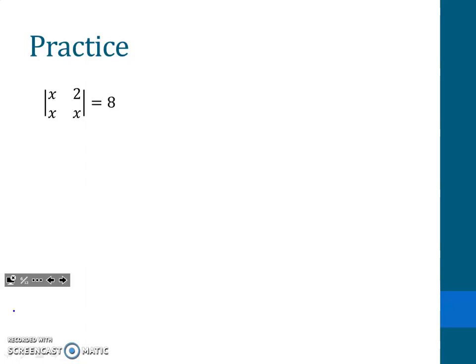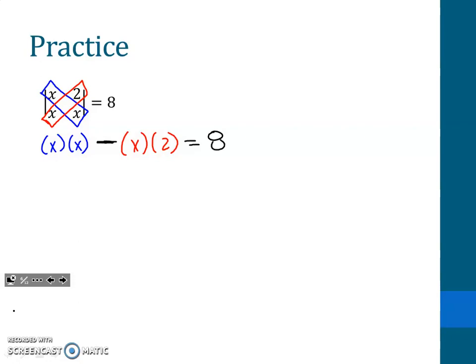Okay, I'm going to go ahead and explain it. We're going to start with our main diagonal, and I'm going to take x times x, minus, it's always a minus, x times 2. And then remember, this determinant equals 8, so I'm just going to say that it equals 8 there.